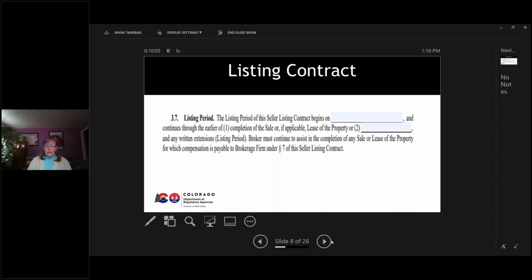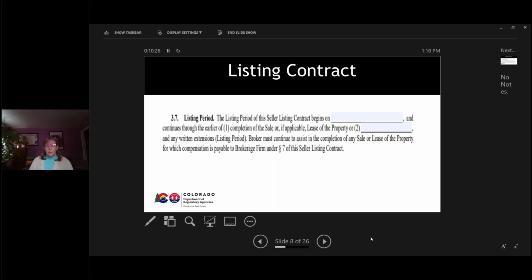So the next part about the listing contract that you need to be aware of has to do with the brokerage relationship. And this is how the broker is going to represent you. There's one of two ways they can represent you. They can be your single agent, which is your advocate, or they can be your transaction broker, which is basically a facilitator at that point.